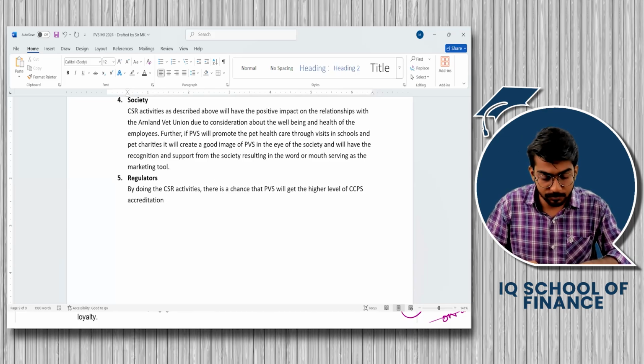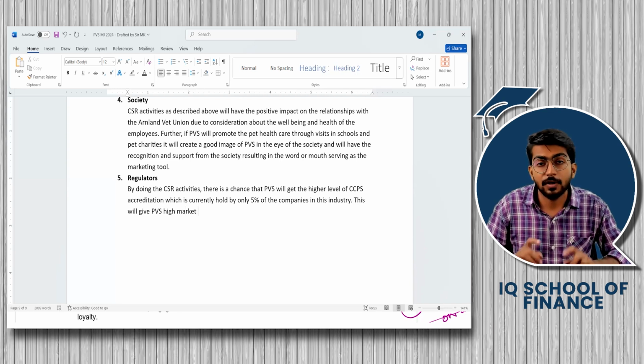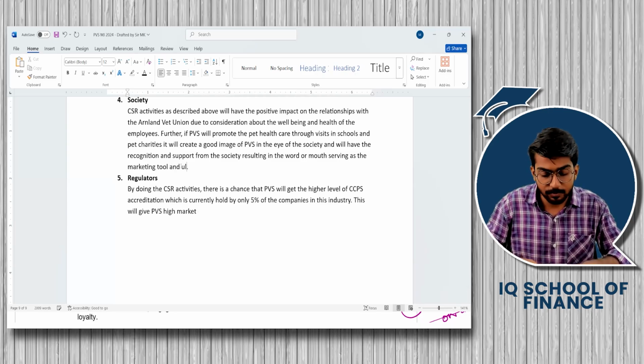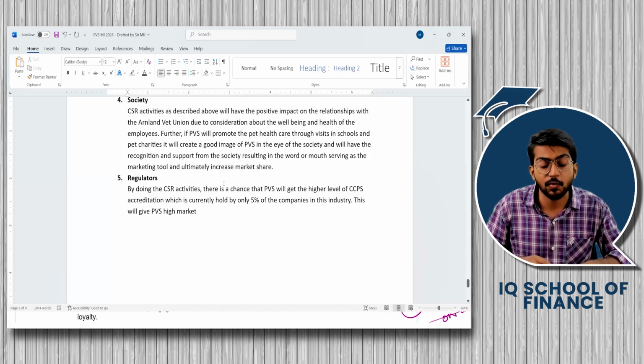Accreditation. Also, you have to link the point to your market share wherever it is possible. Marketing tool, and ultimately increase market share, because the requirement mentions that you have to connect every stakeholder with the market share wherever it is possible. So I'm trying to connect them as well.